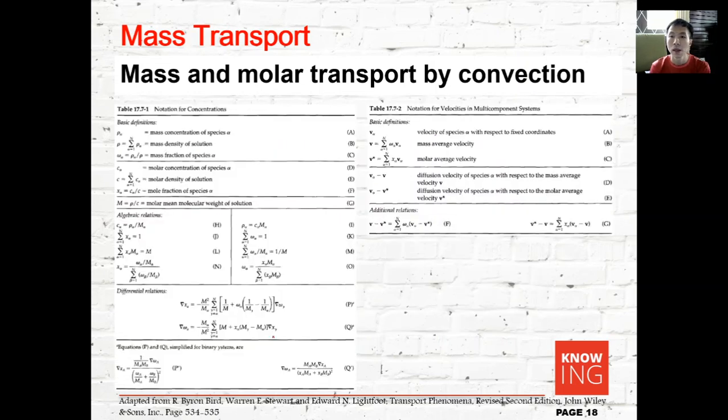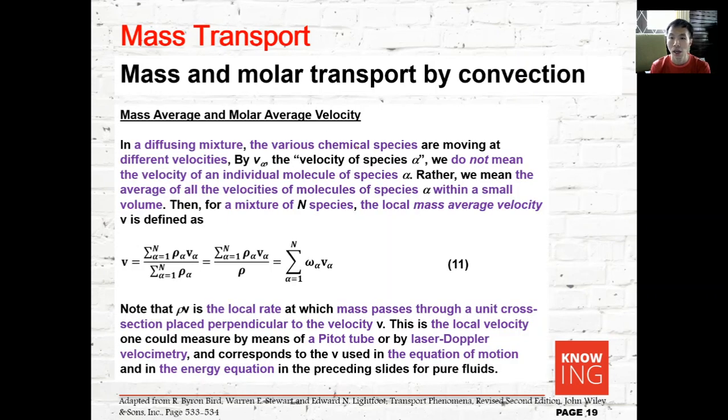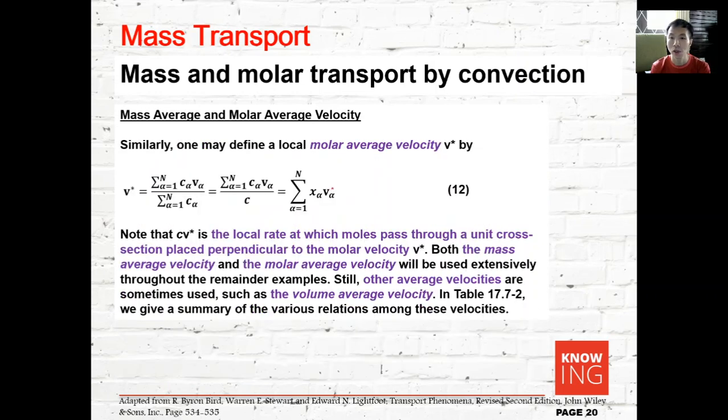This table gives you an overview of the notations for the concentrations, and the one on the right hand side is for the velocities. Equation 11 gives the local mass average velocity, and equation 12 gives the conversion for how you get the local molar average velocity from the velocity of each component.